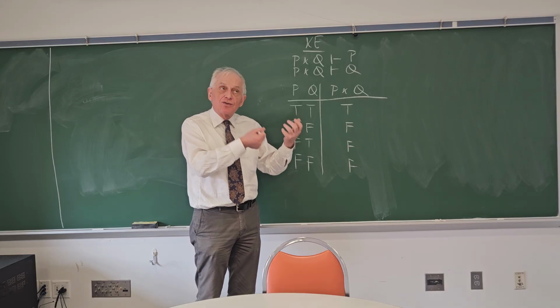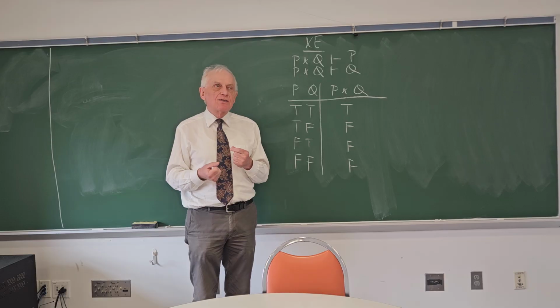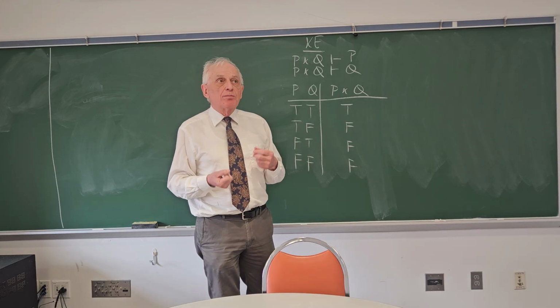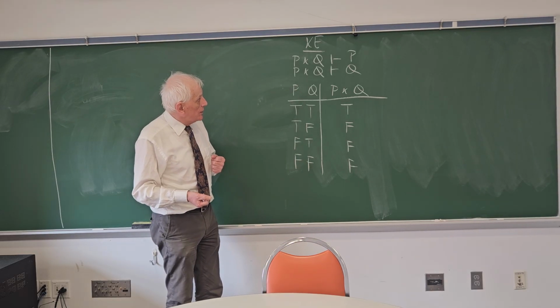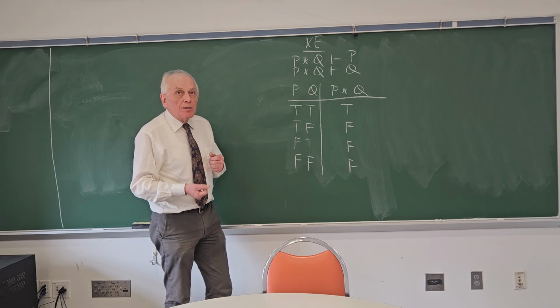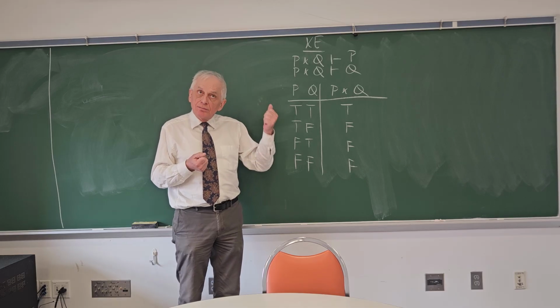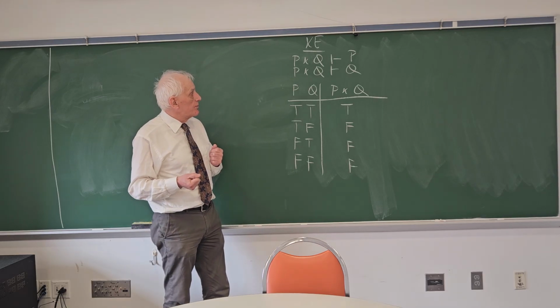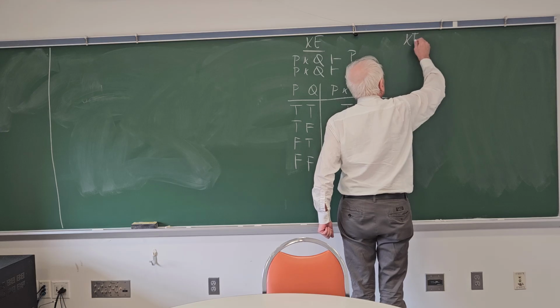Because if the conjunction is true, then so is its left conjunct. And if the conjunction is true, then so is its right conjunct. So it will always be truth preserving to prove from a conjunction either of its conjuncts. Proving a conjunction will require you to know that both the left conjunct is true and the right conjunct is true. And that is a rule that we call ampersand introduction.